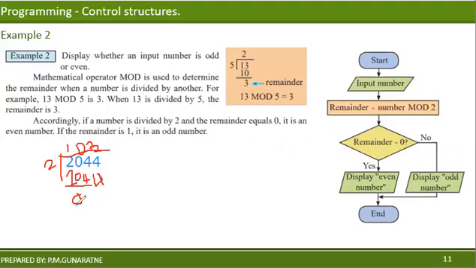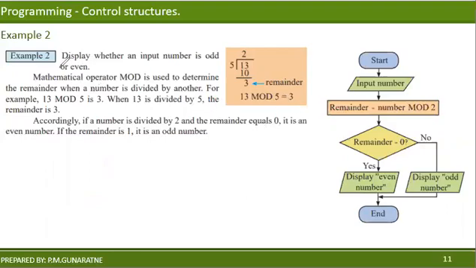If the remainder is 0 when a number is divided by 2, then it is an even number. If the remainder is 1, then it is an odd number. That is the standard way you verify whether a given number is odd or even: dividing by 2, obtaining the remainder, then checking the remainder. So that is the process that we are going to use.